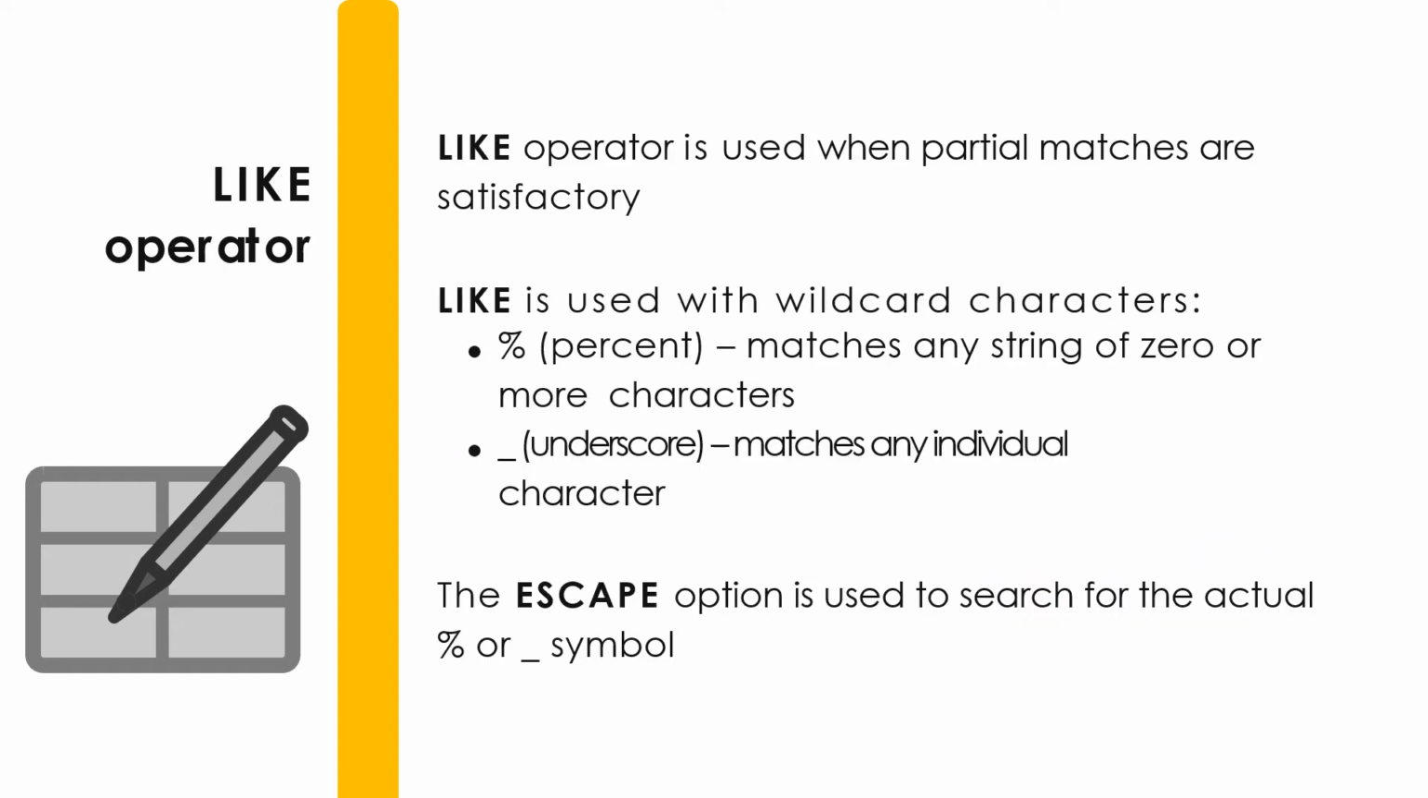If we would like to make partial matches, we can use the LIKE operator. LIKE is used with wildcard characters: the percentage character to match any string of 0 or more characters, and the underscore if you would like to match any individual character. The ESCAPE option is used to search for the actual percentage or underscore symbol.